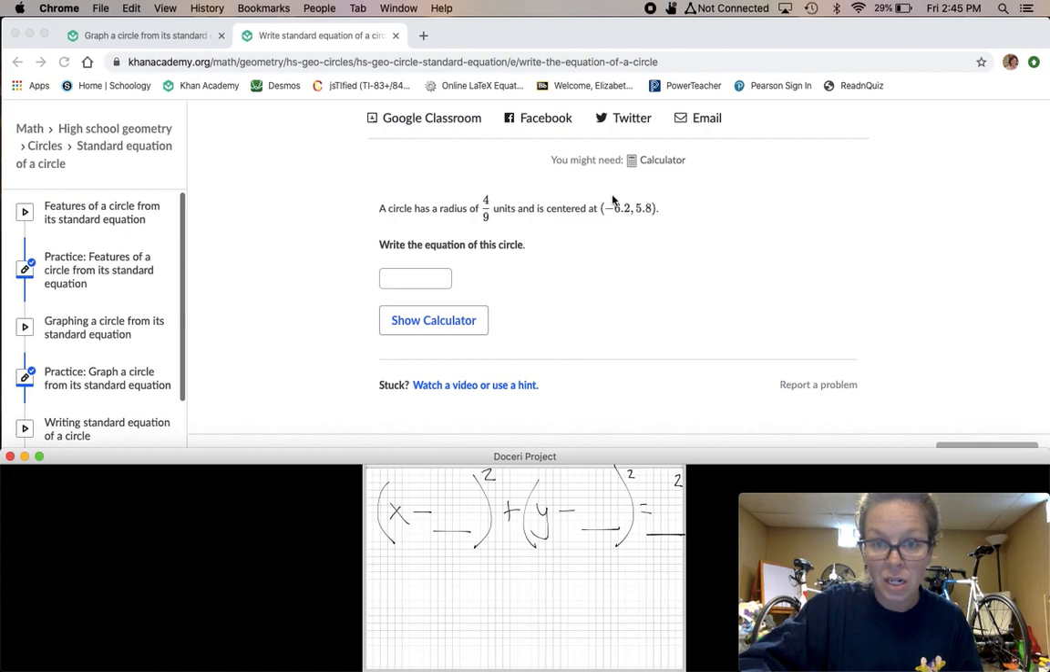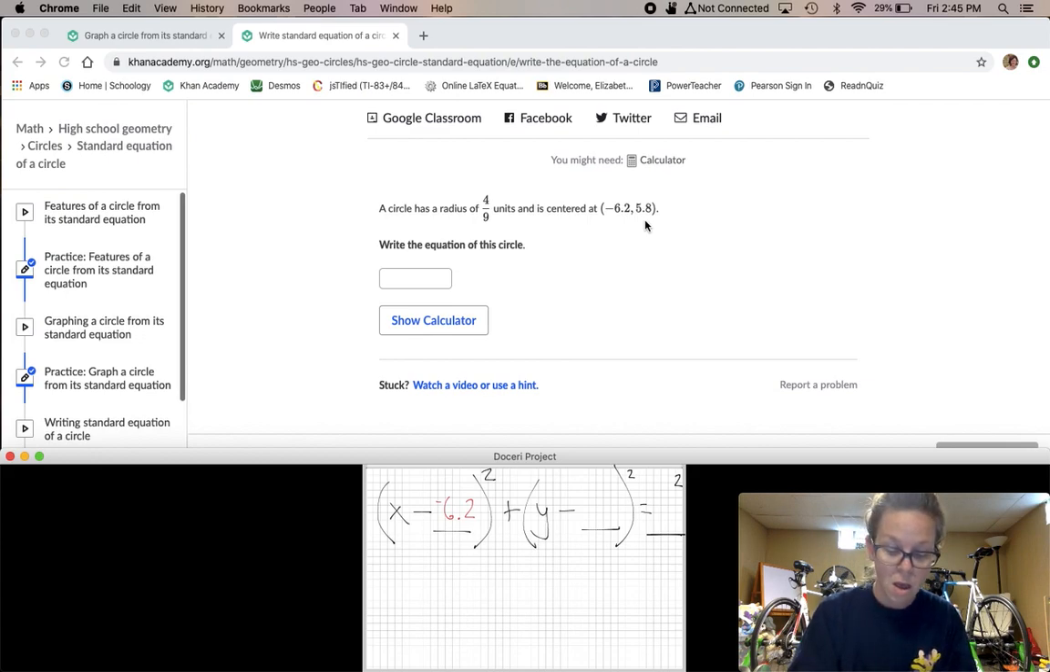The center is right here. So the center, we're going to pop both of those into those first two blanks. So in that first blank with the x, I'm going to put negative 6.2. And in the second blank with the y, I'm going to put 5.8. And then in that third blank goes the radius, which is right here, 4/9. And we're going to square that.